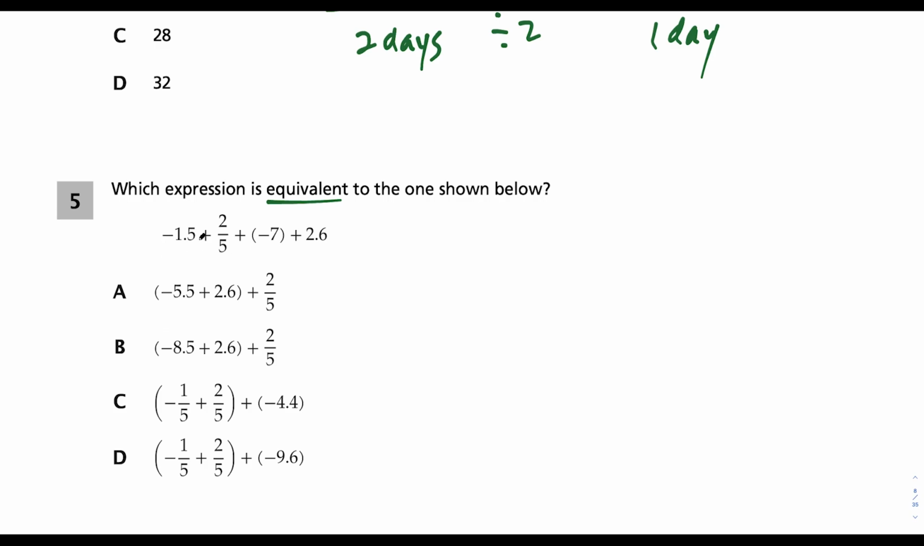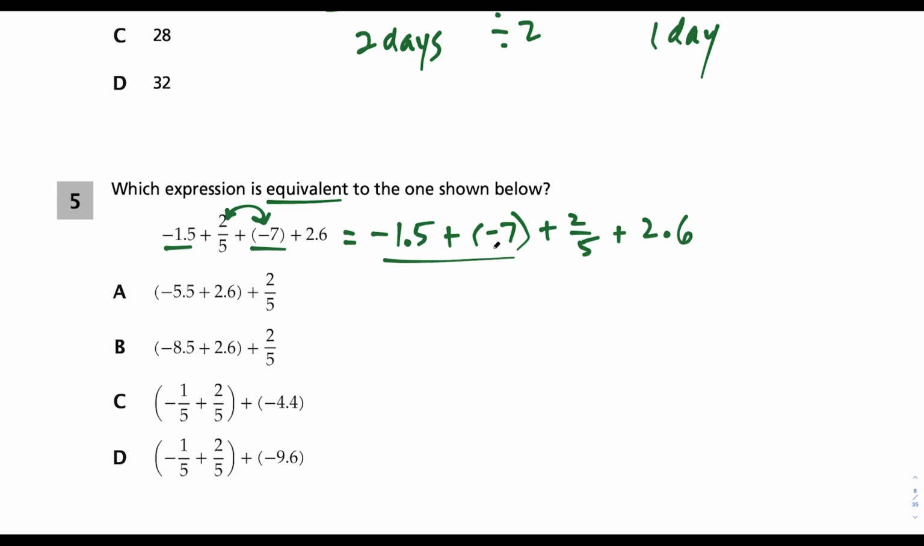And just scanning the answer choices, it's looking like they're adding these 2 terms. So if I want to add those 2, I'm just going to switch these 2 using commutativity of addition. So I have -1.5 plus -7 plus 2/5 plus 2.6. And you can see here, if I add these 2 terms, I have -1.5 plus -7. That's going to give me -8.5.